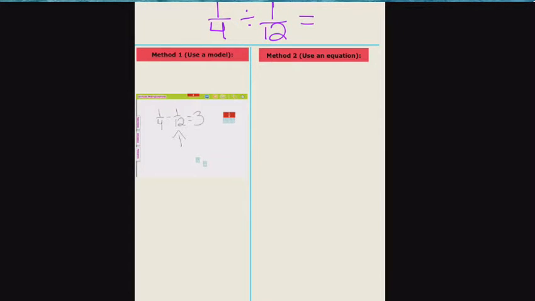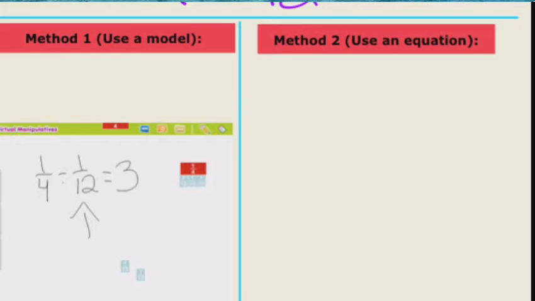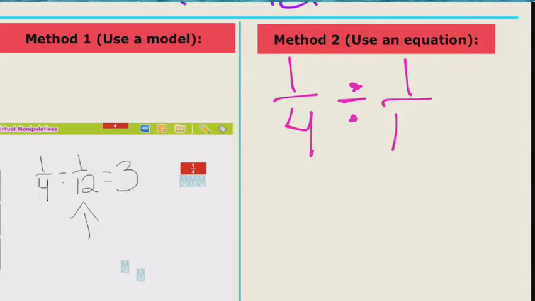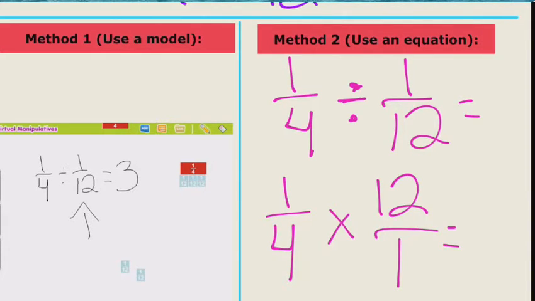Okay. And now I'm going to just double check that using the equation. So I'm going to do 1/4 divided by 1/12. Okay. And I'm going to rewrite that as a multiplication problem. So 1/4 times 12/1. Look for things in the top and bottom I can cancel. I spy a 4 and a 12 that are both divisible by 4.